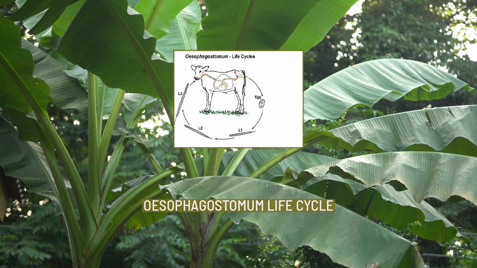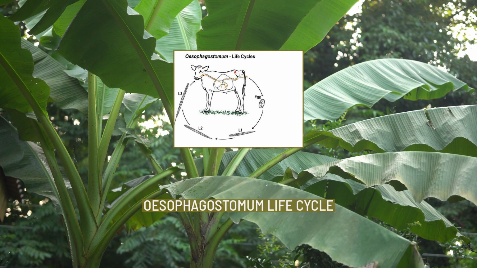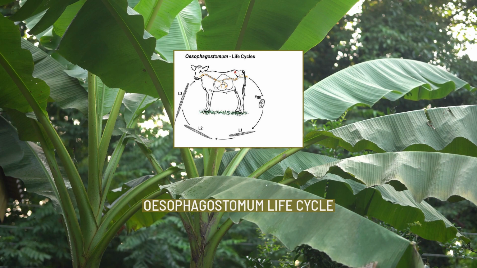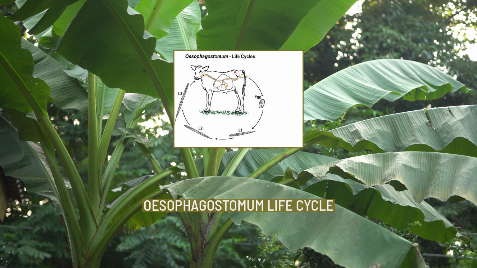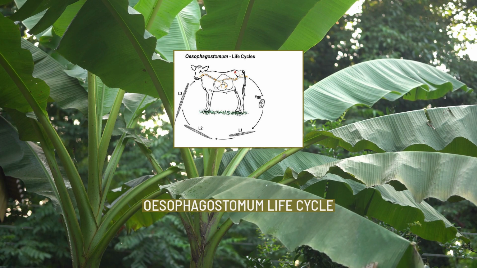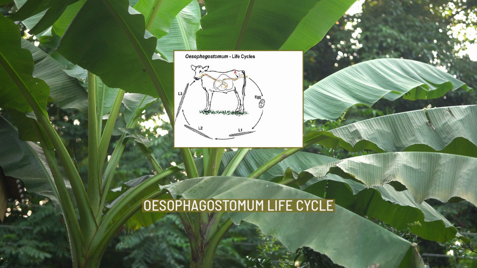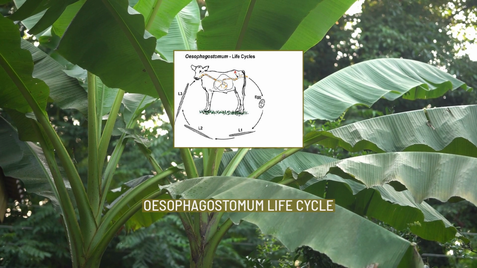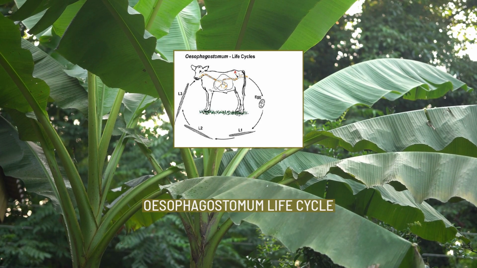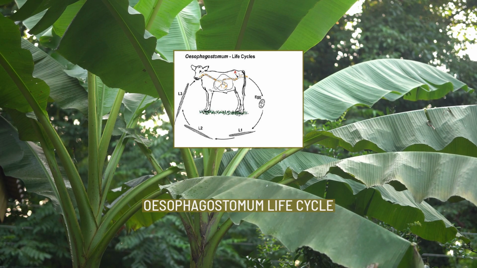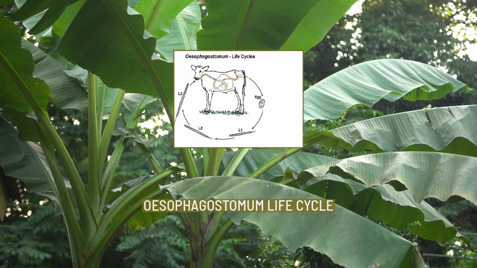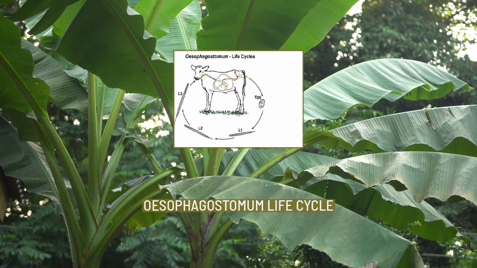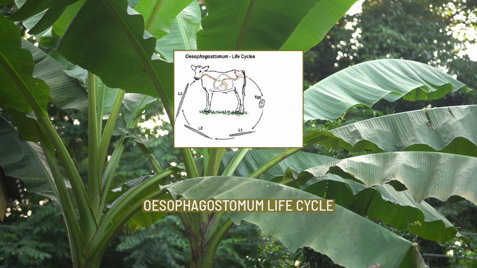Once ingested, the filariform larvae migrate to the submucosa of the small or large intestine, then to the lumen of the colon. The developing worms then penetrate the intestinal tissues, causing nodular lesion formation in the intestines and colon. It is in these nodules that the larvae mature to stage 4 larvae. These larvae may then emerge from their nodules and migrate back to the intestinal lumen, where they mature into adults.